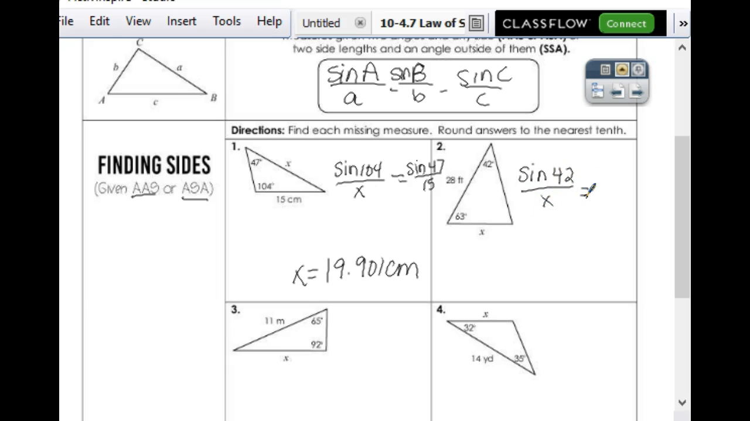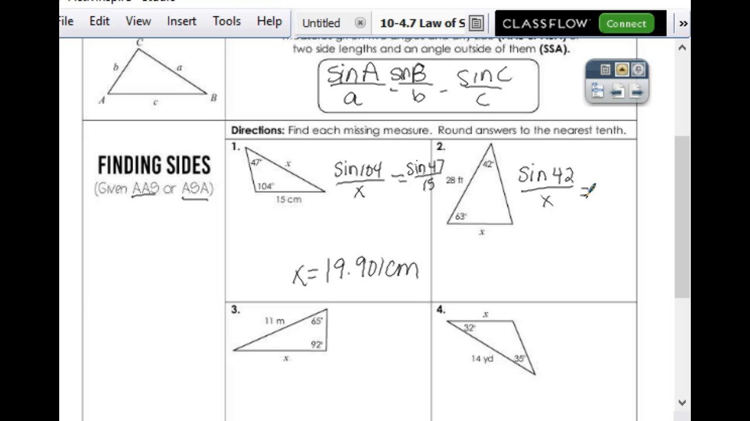Now, what am I going to do next? What's my next proportion I'm going to use? What side do I want? I want this. What side am I given? I'm given the 28. Do I know the angle? Can I find it? How?